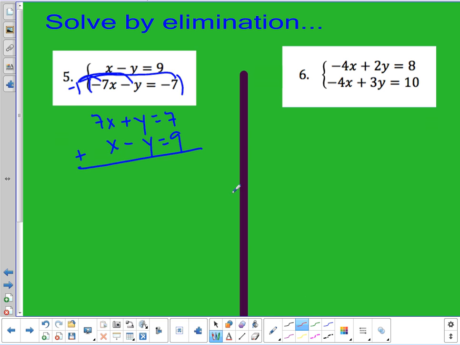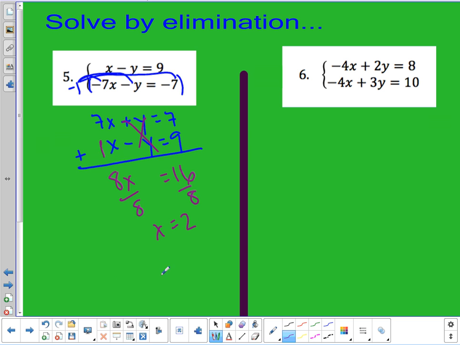So by multiplying through by that negative 1, I now have opposite coefficients that are going to drop out when I add them up because negative y and positive y is 0y, and that's what I want. So when I add these, 7x plus 1x is 8x. The y's go away. 7 and 9 is 16. Divide both by 8, and I end up with x equals 2.